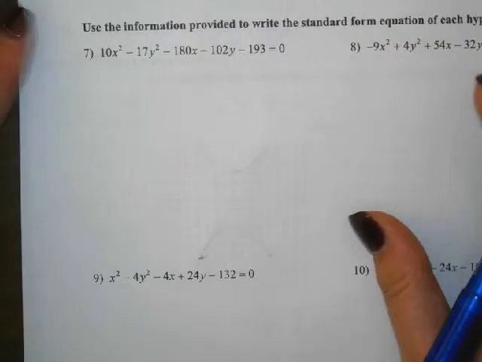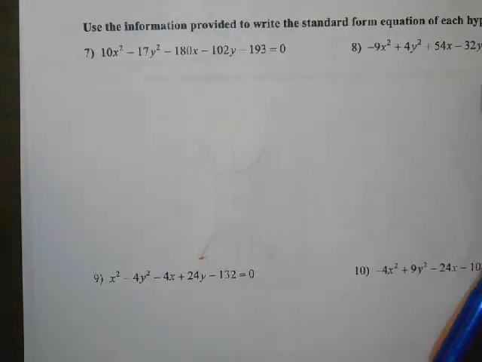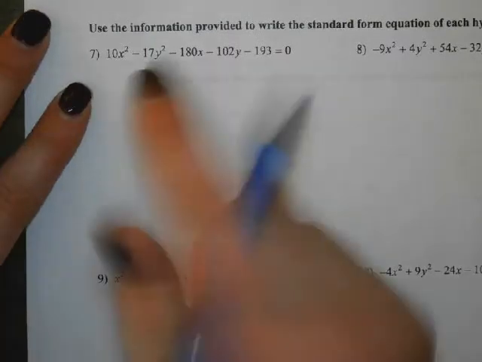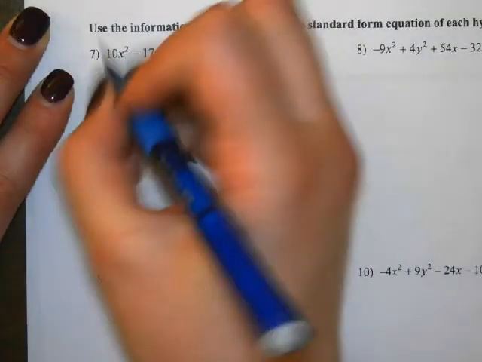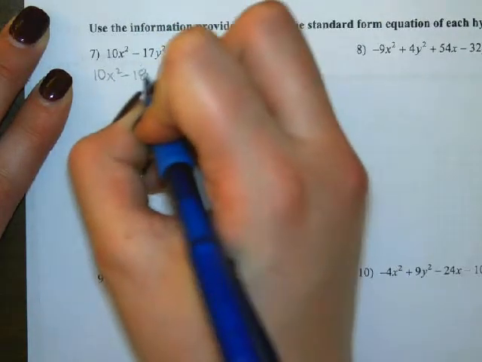So we're actually going to start off, I'll do two of them with you. We're going to do this one, number 7. Same thing as normal. We're just going to get the x's together, get the y's together.